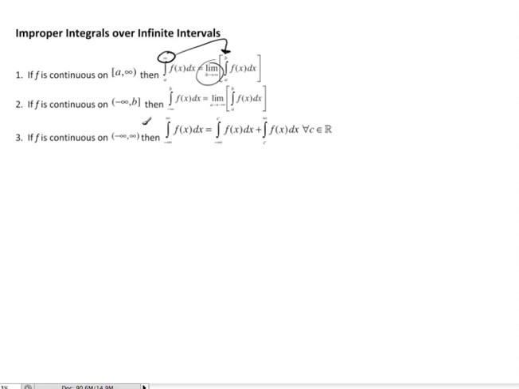Now this other scenario is if I start at negative infinity and go to some value b. Well, I'm going to do the exact same thing as I did in number 1, except I'm going to replace negative infinity with a, go ahead and integrate it like normal, but take the limit as a goes to negative infinity.